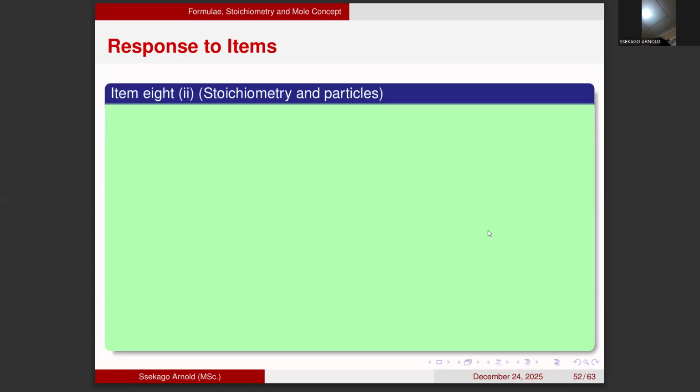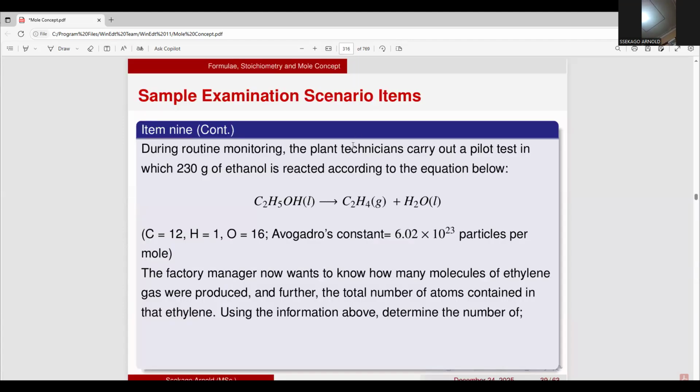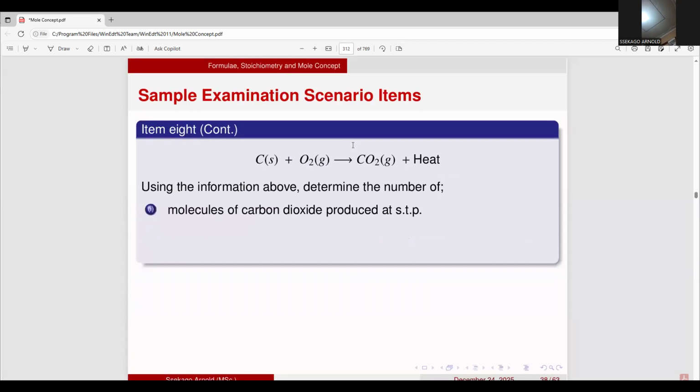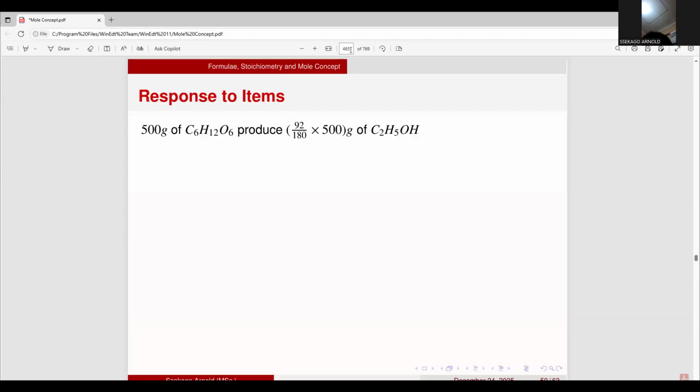Then item 8, Roman 2. A moment to take you back to our question. The question, Roman 1, required molecules of carbon dioxide produced. Then Roman 2, atoms present in carbon dioxide formed. This requires the number of atoms present in carbon dioxide formed. Therefore, since it requires number of atoms, we shall have the following.